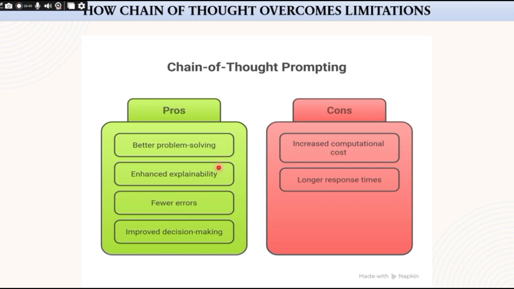The second one is that it improves explainability. With zero shot or few shot, the answer is just a single line. But chain of thought tells how the model reached the answer, which builds trust and clarity. The third one is that it reduces errors in multi-step tasks. Sometimes the model skips part of a task. By writing each step clearly, chain of thought prompting prevents skipping important details.